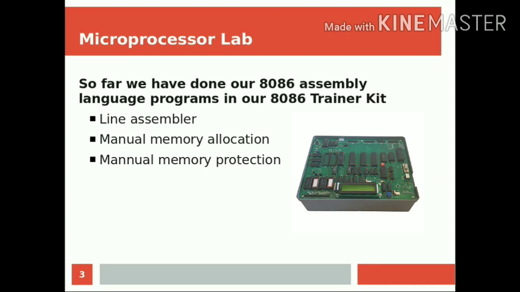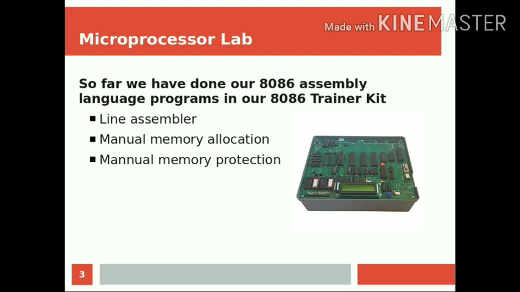So this will be done in a line by line manner, that is we will enter each line and then that will be assembled, then the next line, like that. So here the memory allocation is actually done manually, that is we will specify the starting address from where we will assemble our program.